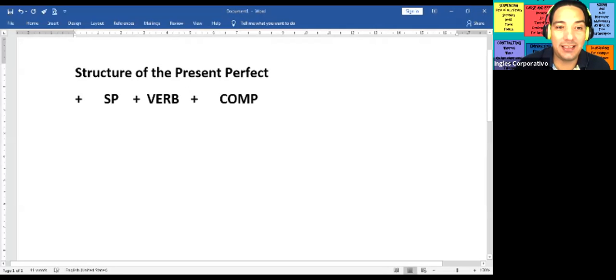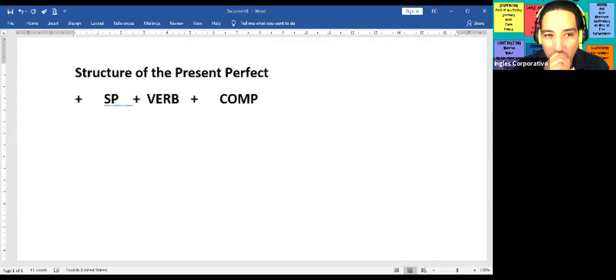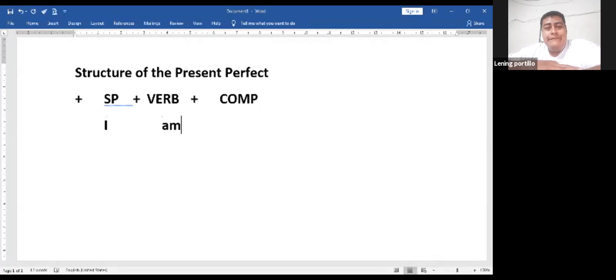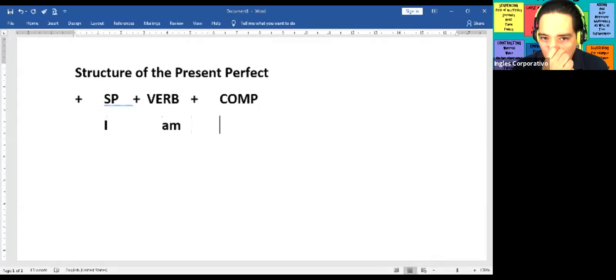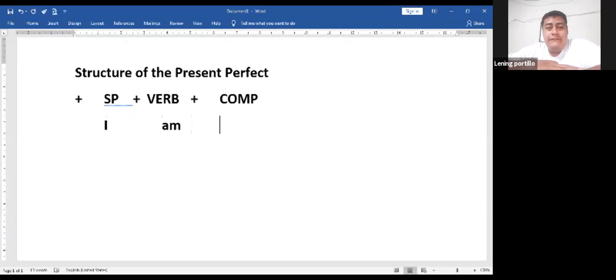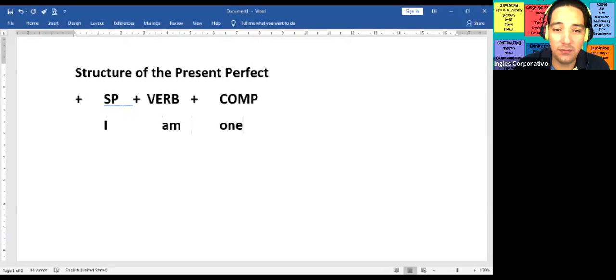Let's replace each part on the formula that you just made, Lenin. So give me a subject pronoun. I. Okay, I. And then a verb. Am. Okay. Run. I am Juan. Run. No, I am Juan. I'm Juan. But I'm one. Run. I am one.